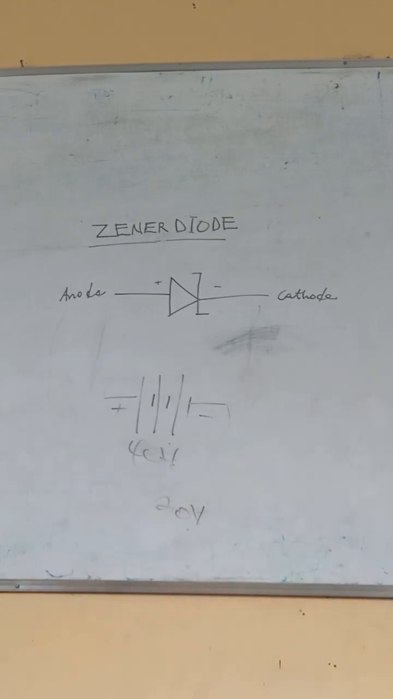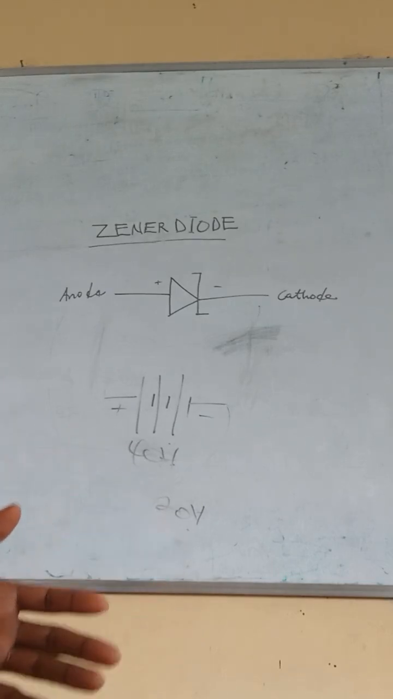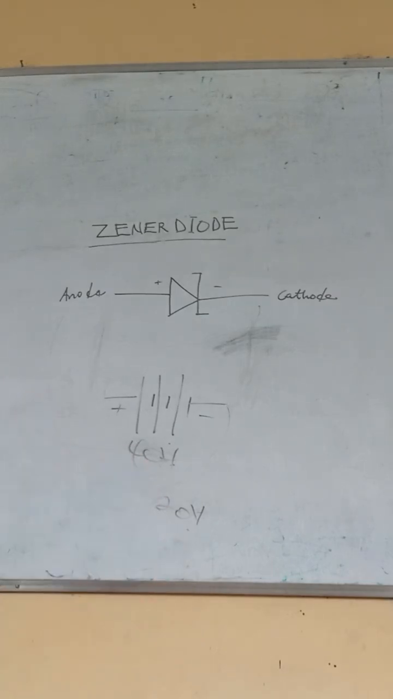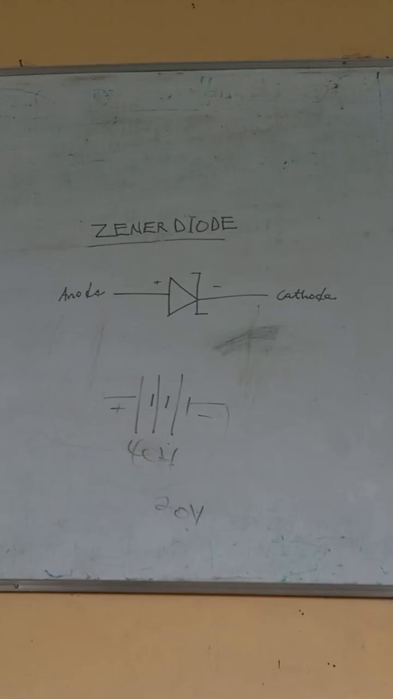That's what it means. It operates in forward bias condition like a PN diode, but in reverse bias condition it will maintain that voltage. It will not allow higher voltage. It stabilizes voltage in reverse bias condition, and will not allow higher voltage at the output of the diode. This diode is majorly used for voltage regulation. That's the major function of the Zener diode: voltage regulation, to maintain constant output voltage.